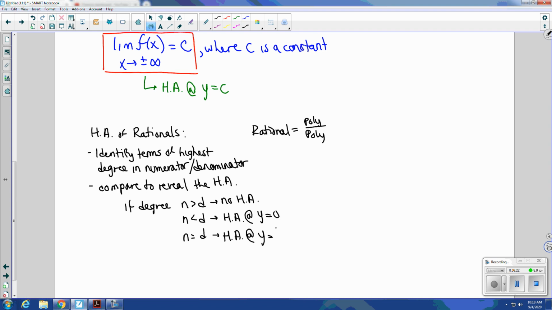So it's going to be equal to the coefficient of the leading term divided by the coefficient of the leading term.